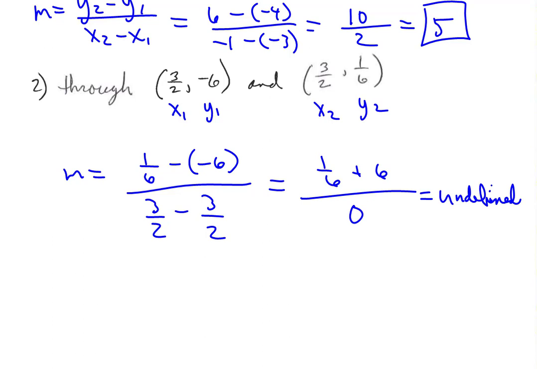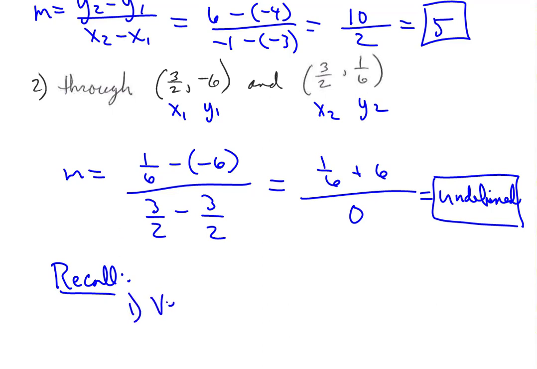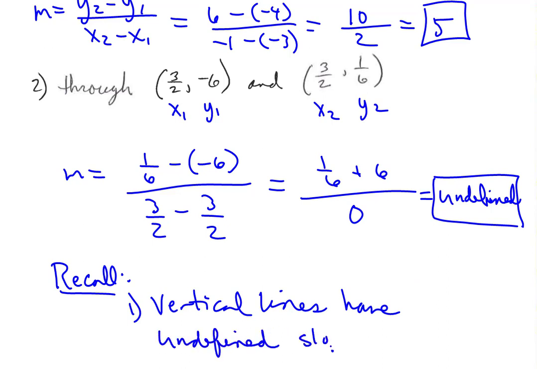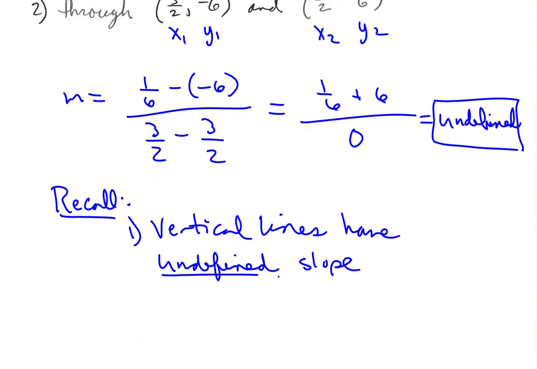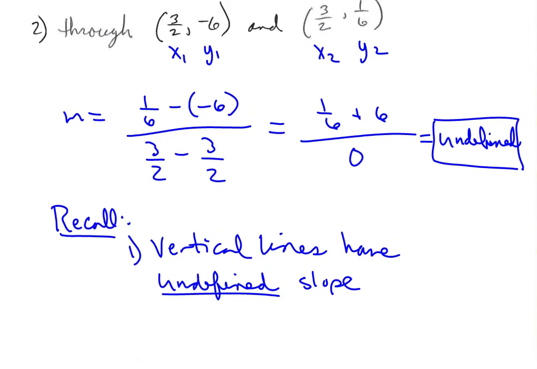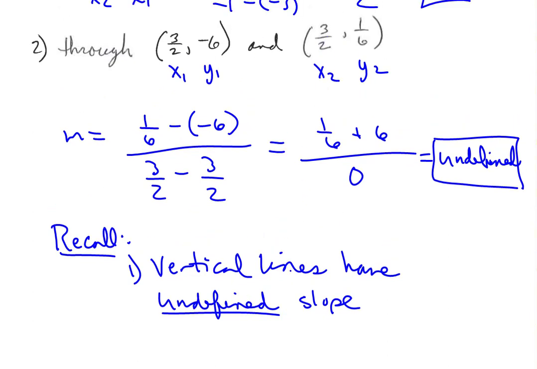So we'll go ahead and write it as that, undefined. That's the slope, which would really answer this question. Now let's recall, while we're here, a couple important things. Number one, vertical lines have undefined slope. So in the context of this problem we just did, we found a slope to be undefined. Of course, that would mean that these 2 points would be on a vertical line.